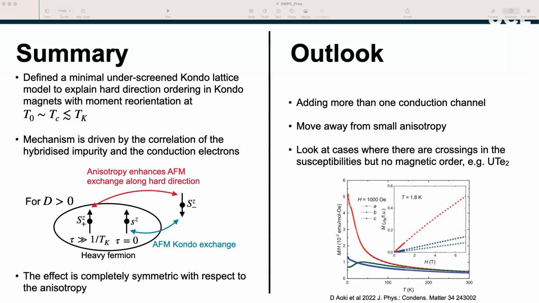But it would be interesting to move away from that and to look at larger anisotropies. And then more interestingly, look at crossings in the susceptibility where there is no magnetic order, such as uranium ditelluride, which has come up quite a lot in this conference, which has a crossing in two susceptibilities below the Kondo temperature, which might be explained by Kondo physics, something similar to this.